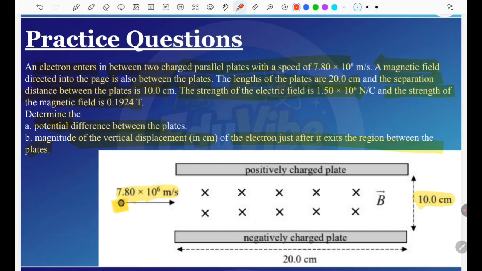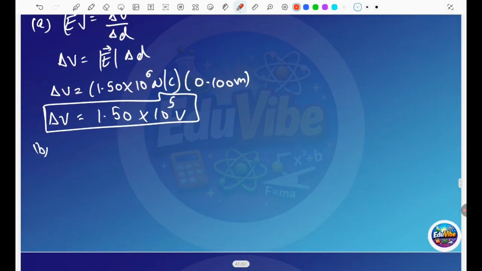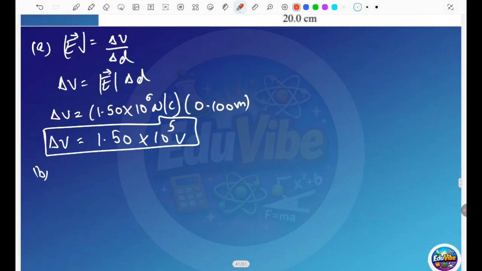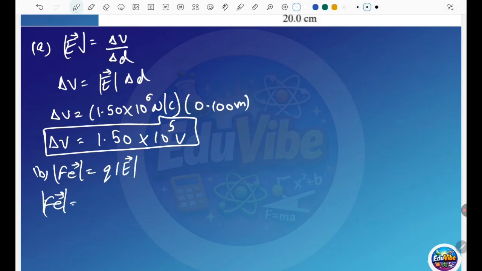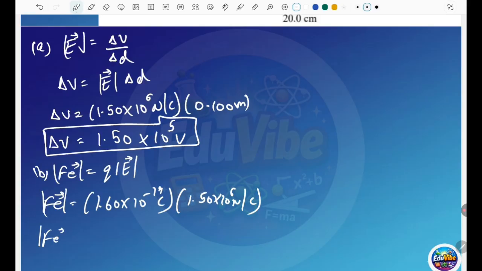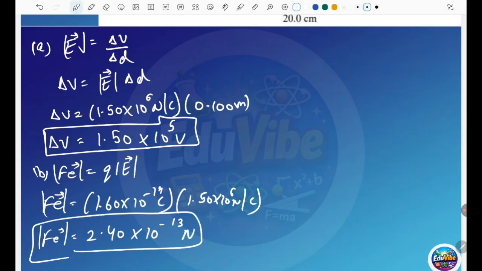It depends on that thing which you have to now follow. So for this B part, we have to find the Fe first. So Fe is equal to Q times electric field. So Fe, Q of the electron is 1.6 into 10 raised to minus 19 coulombs. And the E for this, we have 1.5 into 10 raised to power 6 newtons per coulomb. So from here, we will find the Fe of about 2.40 into 10 raised to power minus 13 newtons.